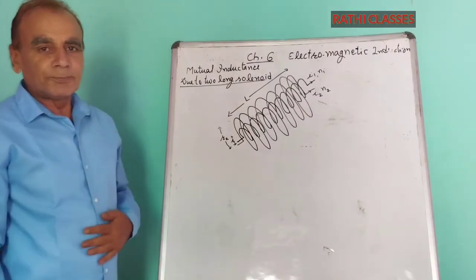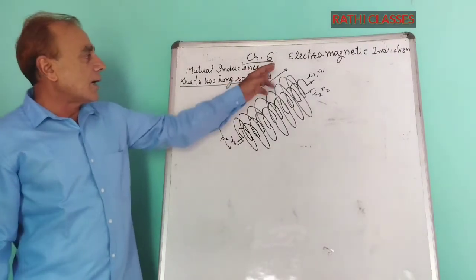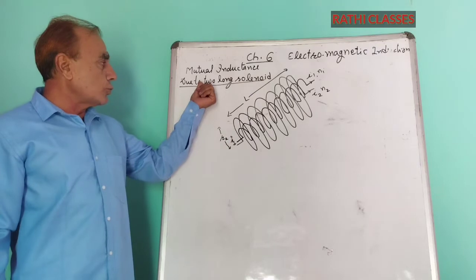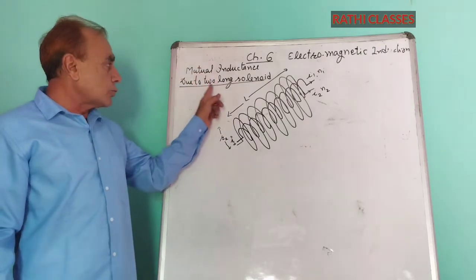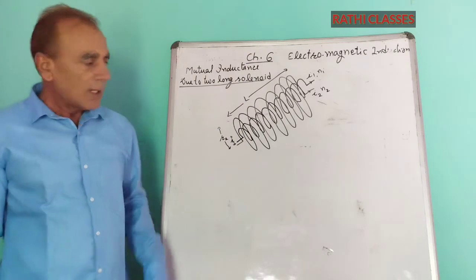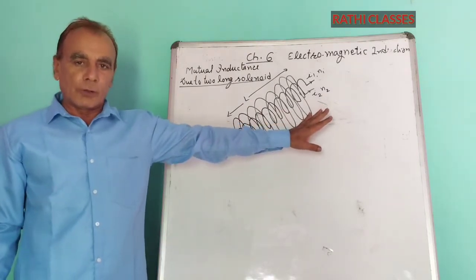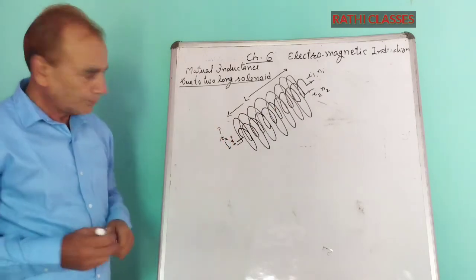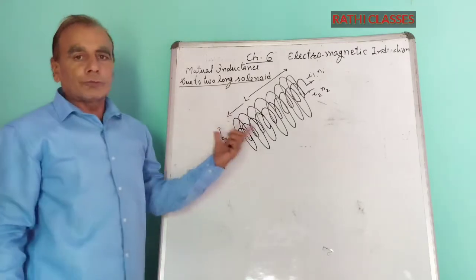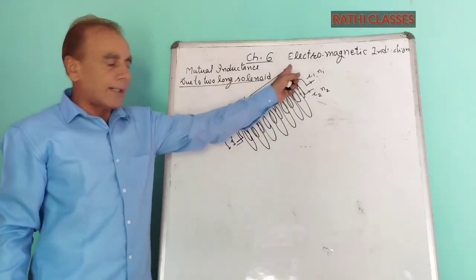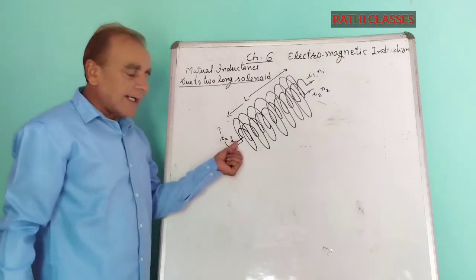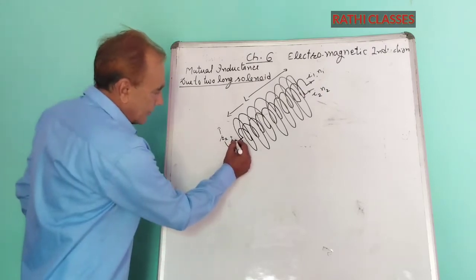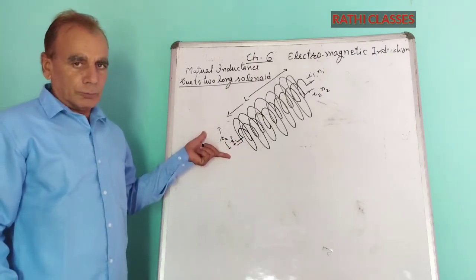Good morning, students. Today we want to know about mutual inductance due to current carrying coils, two long solenoids. Let us have two long solenoids, C1 and C2. The length of both solenoids is capital L. The radius of the inner solenoid is R1 and of the outer solenoid is R2.